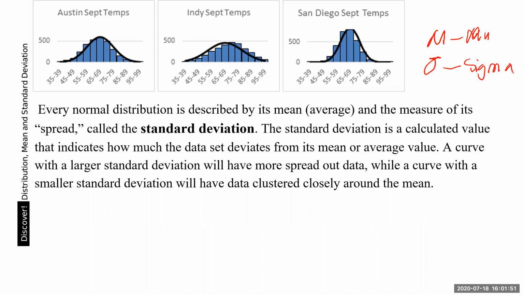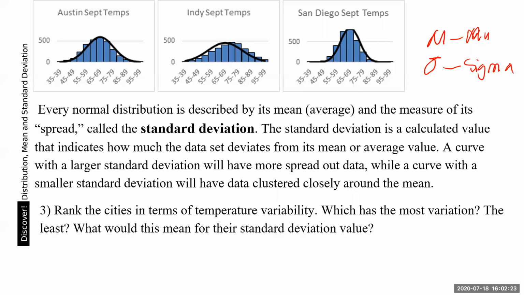The standard deviation is a calculated value that indicates how much a data set deviates from its mean, or average value. A curve with a larger standard deviation will have more spread out data, while a curve with a smaller standard deviation will have data clustered closely around the mean. So the larger the spread, the larger the standard deviation, and the lower the spread, the lower the standard deviation, period.